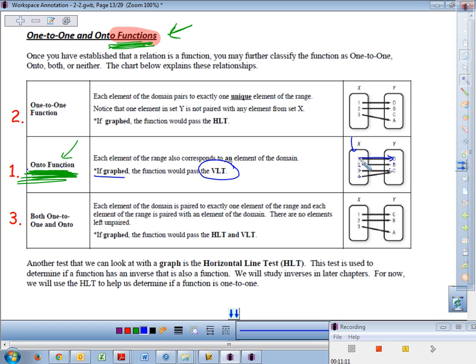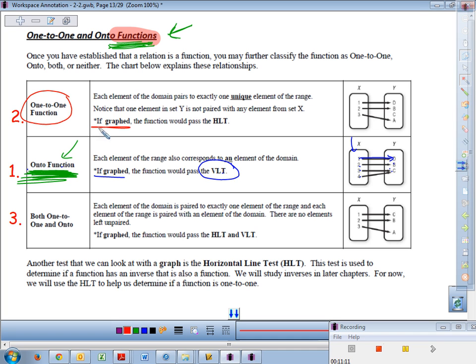Doesn't everything in the domain have something to map onto? But it only starts one arrow coming off your domain. It can map to whatever it wants to over here, but nothing was left out. Sound okay? That's onto. The second thing you check for is what we call one-to-one.